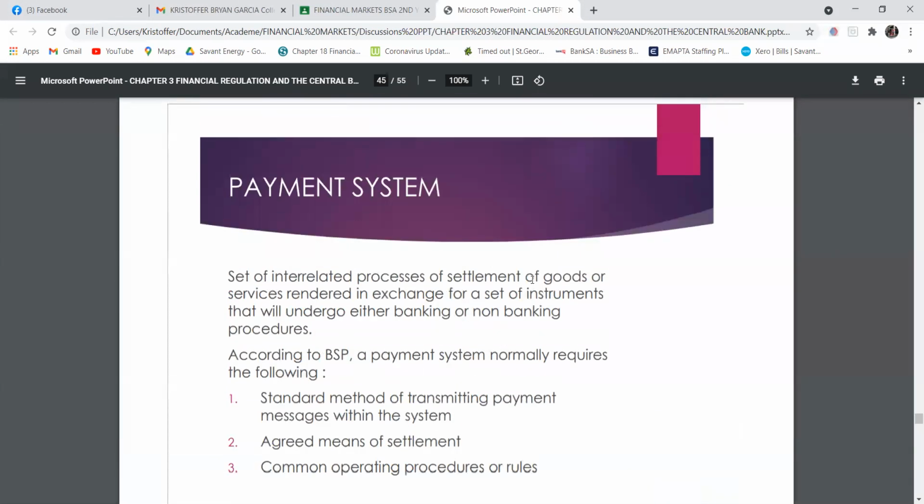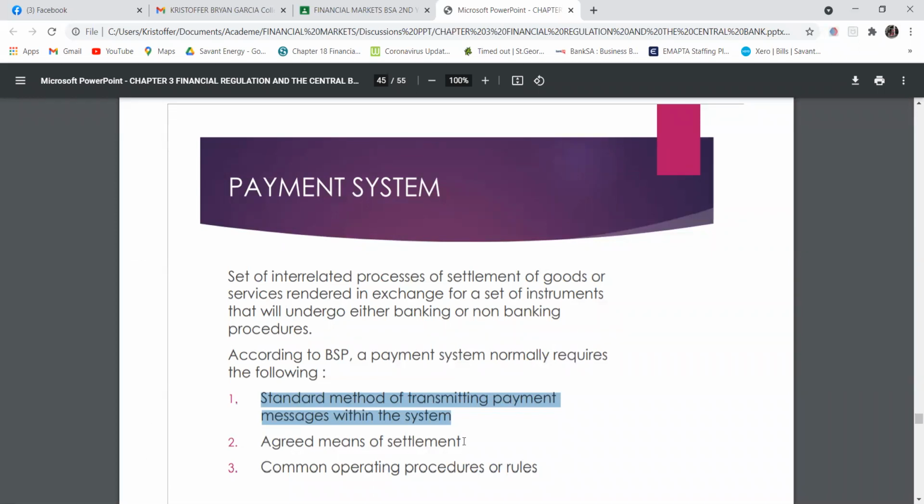So eto guys, sinasabi lang doon sa payment system kasi sabi ni BSP, meron tayong tatlong requirement. Una, standard method of transmitting payment within the system. So ano ba yung standard? So ang normal transaction, ang standard payment system niya is bayaran talaga. Bayaran tayo ng pera, or through bank transfer, o kung gusto mo through GCash or through Paymaya. So that's the standard. But the most common standard is yung abutan ng pera or yung bank transfer. So transfer mo sa bangko yung bayad.